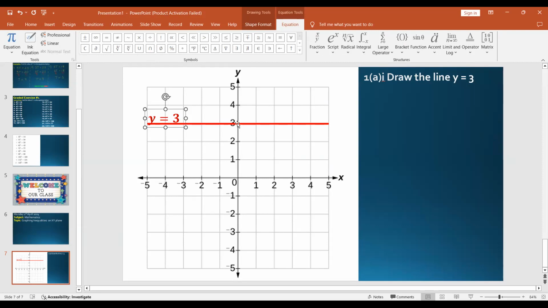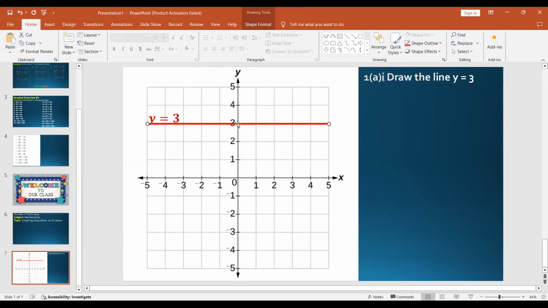If we wanted y equals 2, that's going to be a horizontal line passing through 2. If you want y equals 1, that's a horizontal line passing through 1. If you want y equals 0, that's a horizontal line passing through 0. So y equals 3 is a horizontal line passing through 3 on the y-axis.